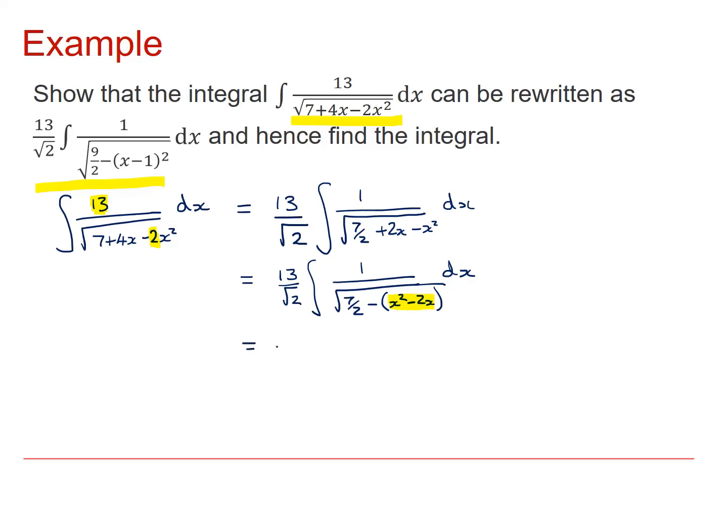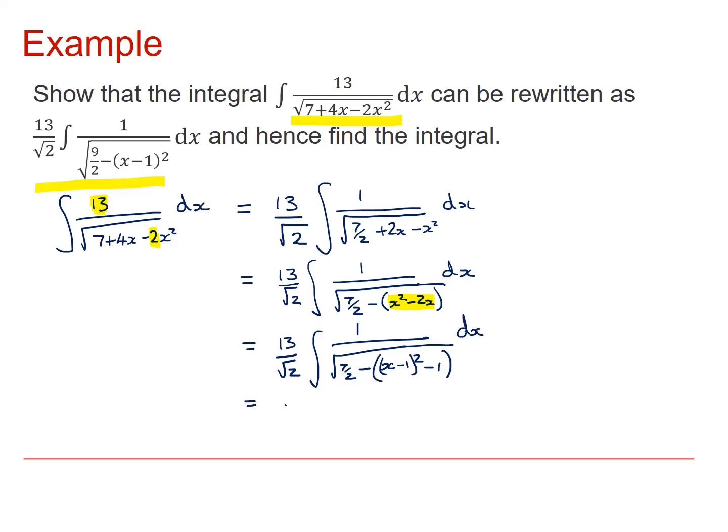I'm going to get 13 over root 2, the integral of 1 over the square root of 7 over 2 minus. Now, completing the square for that, it's going to be x minus 1 squared. x minus 1 squared gives me x squared minus 2x, that's nice, plus 1, so I need to take 1 off it, dx.